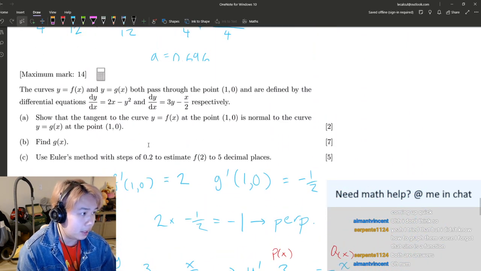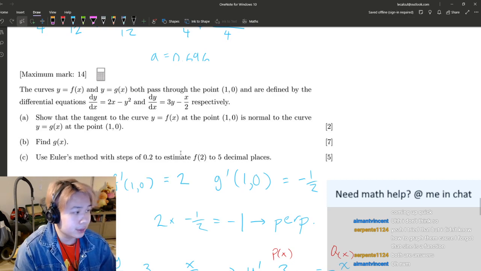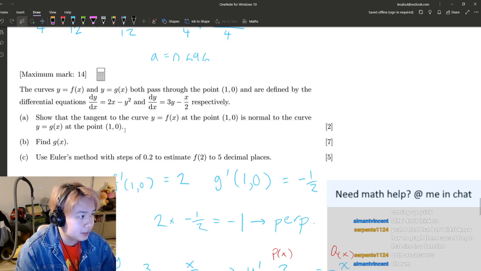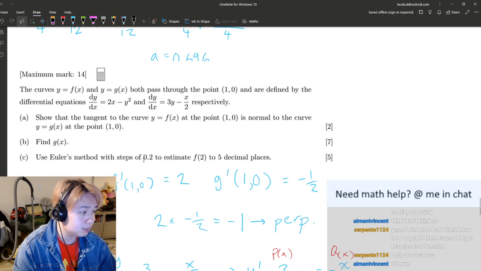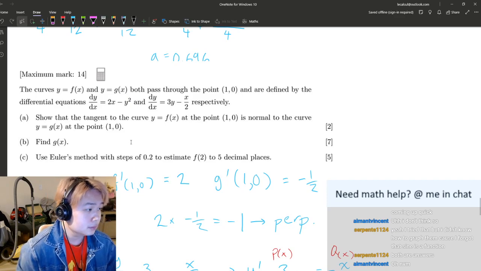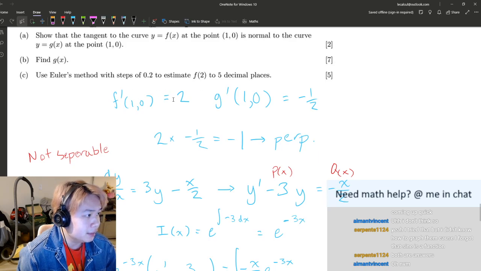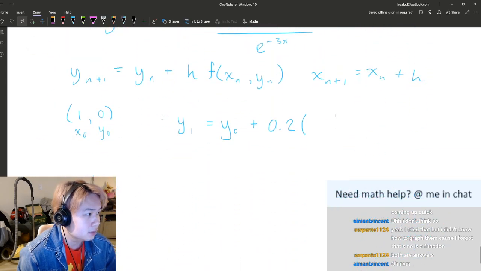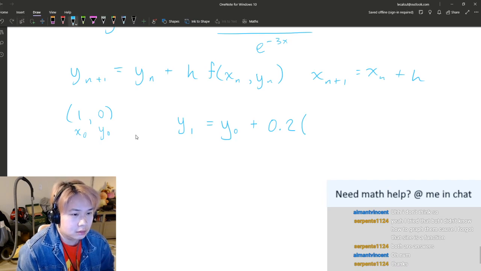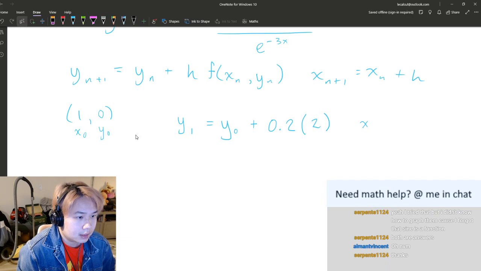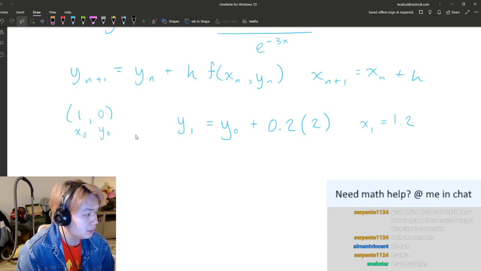Okay, so I'm working through this Euler's method. And I have to do this 5 times because I'm starting at 1 and I need to go to 2 and the steps are in 0.2. So I plug in 1 and 0 into the derivative, which I already did earlier. That's just 2. So this is 2. And then x1 is 1 plus 0.2, which is 1.2.